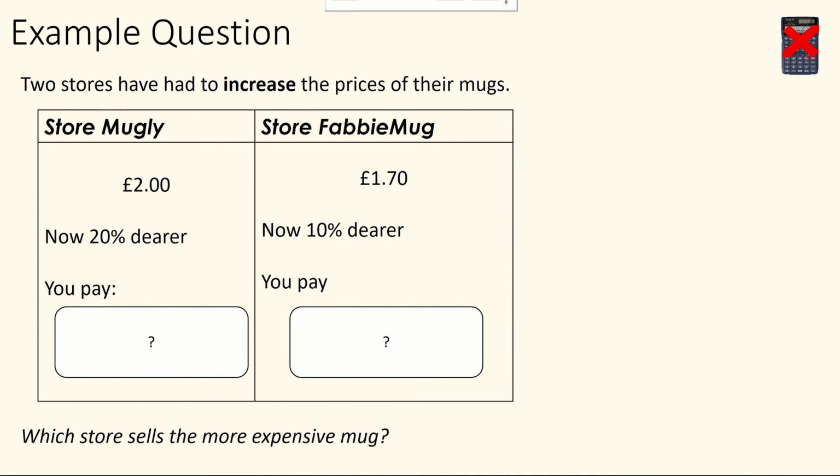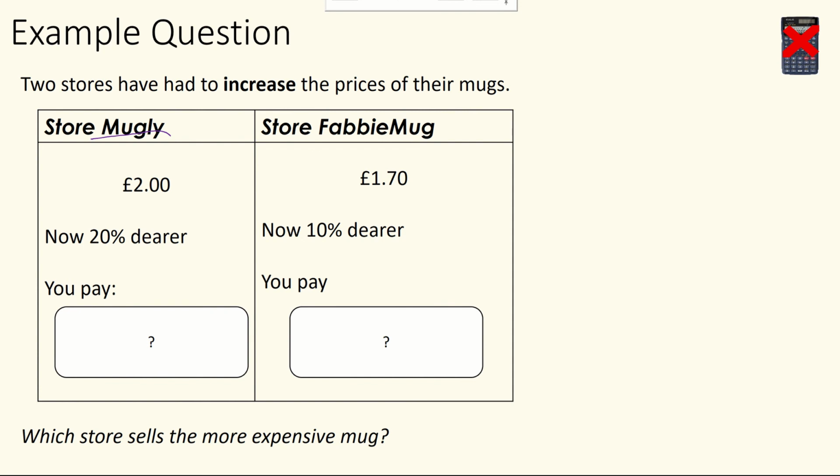So Store Mugly, I chose that one because there is actually a very famous dog. He's not with us anymore, bless him, but there was a very famous dog called Mugly, simply because he was very ugly. And yeah, that was in my mind.